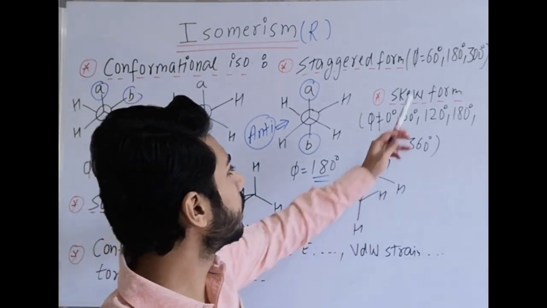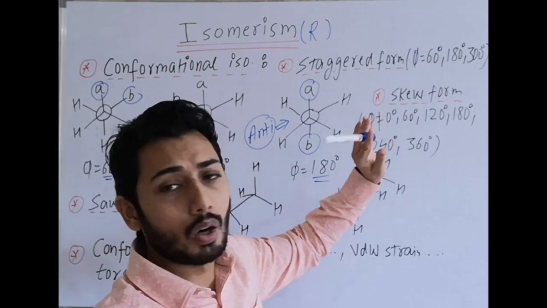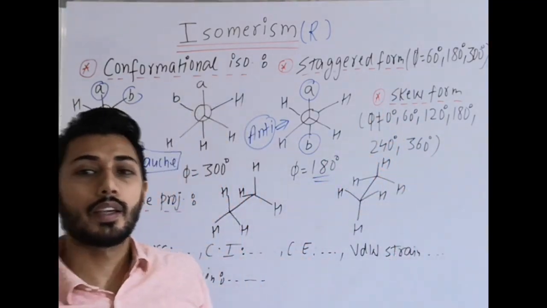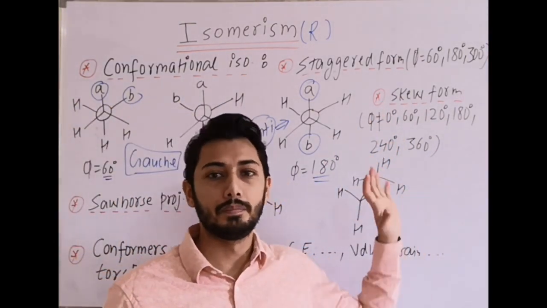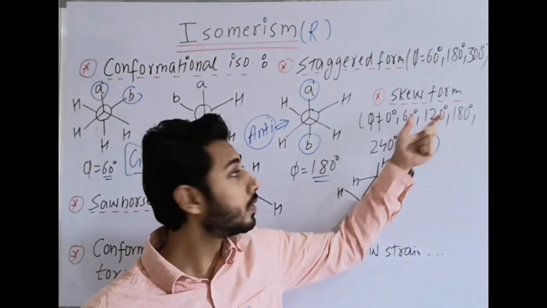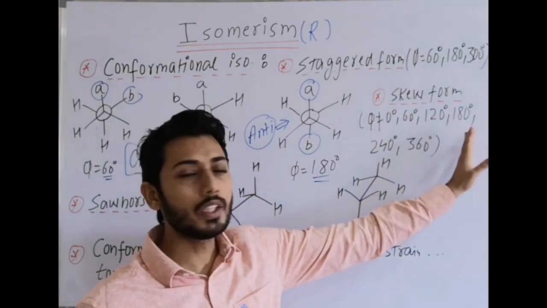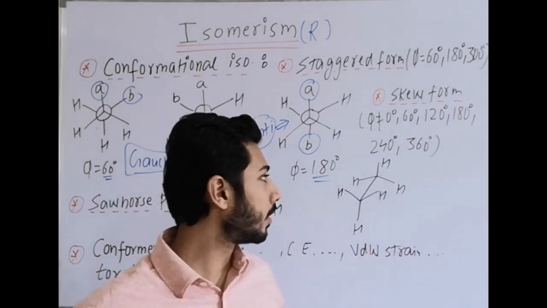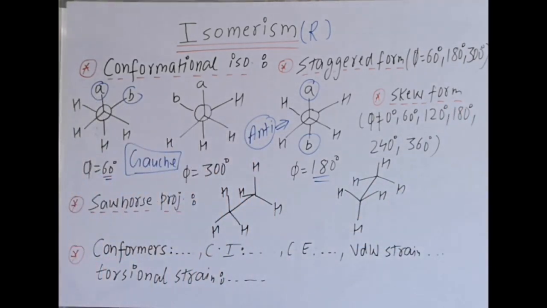Then the third type is skew form. All conformations except staggered and eclipse are termed as skew forms. Phi not equal to all these bond angles will be skew conformations. Okay, then one more projection is there, which is Sawhorse projection.